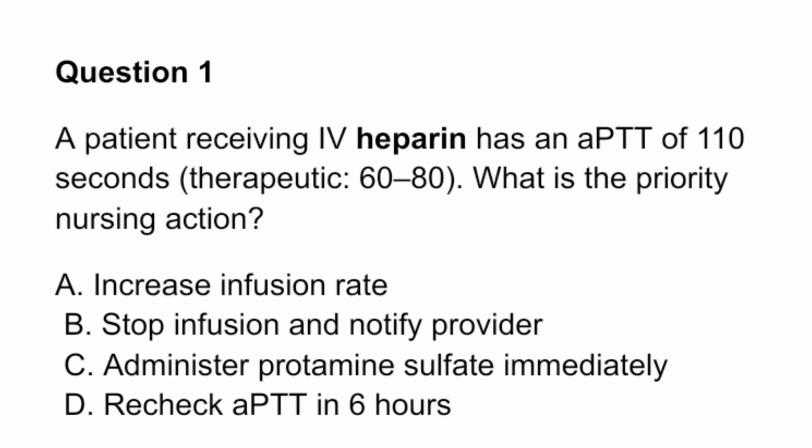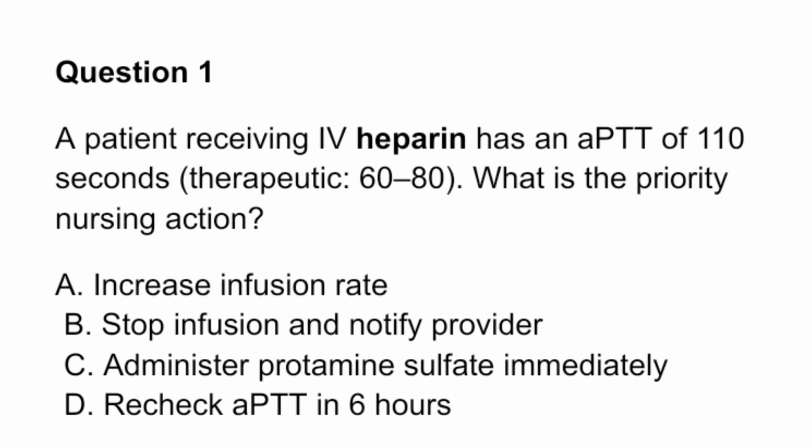Question 1. A patient receiving IV heparin has an APTT of 110 seconds. Therapeutic is 60 to 80. What is the priority nursing action? A. Increase infusion rate. B. Stop infusion and notify provider.